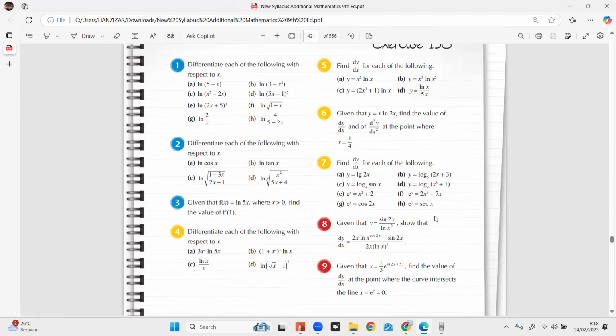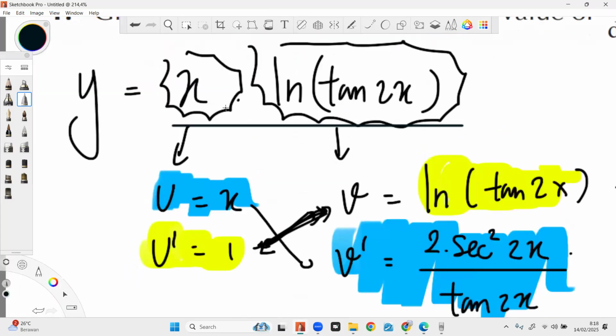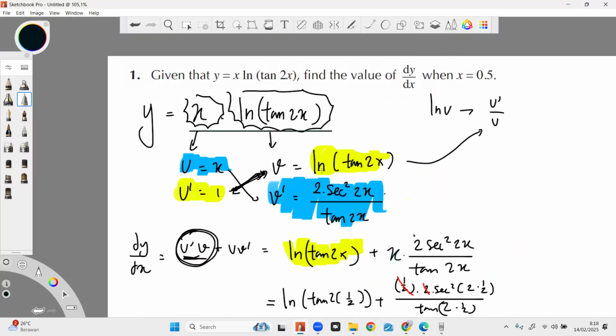When you use product rule and when you use quotient rule, see the question, it depends. This is multiplication, right? So product rule. Okay, get it? See the pattern. This pattern requires you to use the product rule.